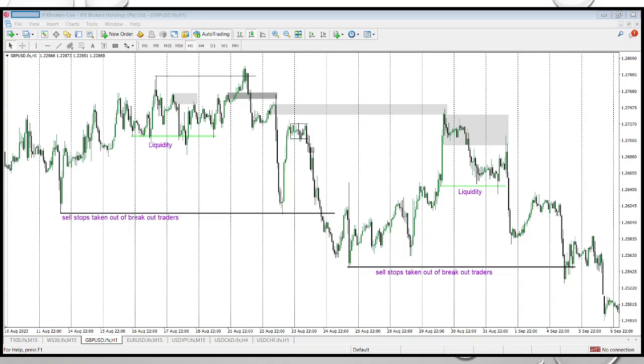And you can clearly see that on the 30th and the 31st, the market left liquidity in the market. The price left liquidity in the market, equal lows. Then price went up to tap into our last up candle on the 29th. That happened on the 31st of August for it to be sells. And below that, there were sell stops taken out by the breakout traders. So that's in essence how we did it.